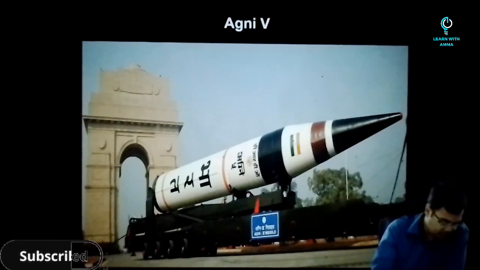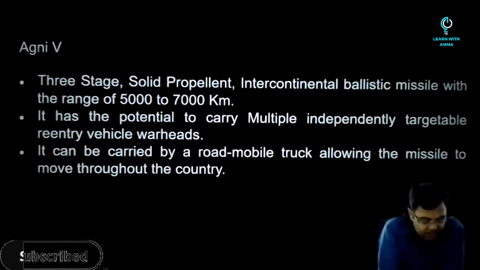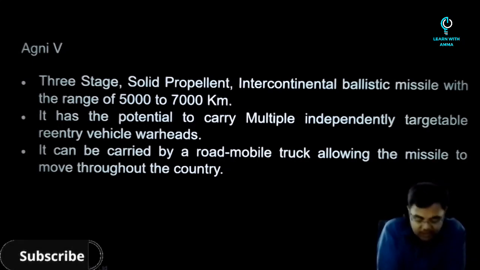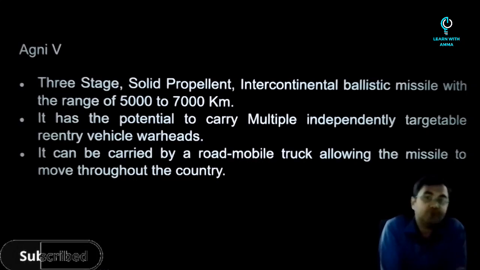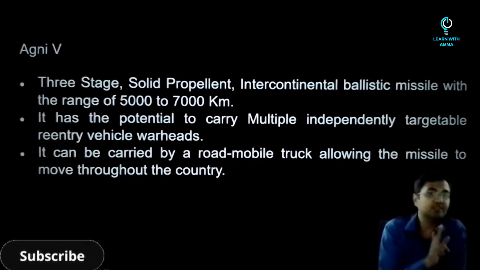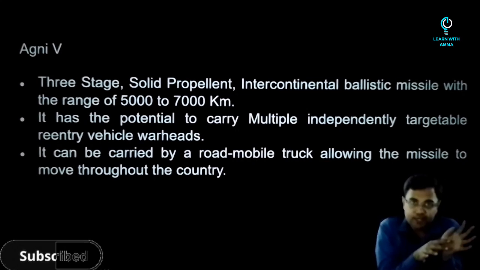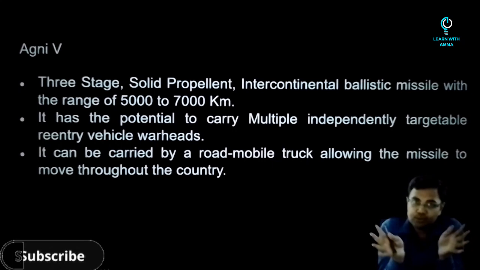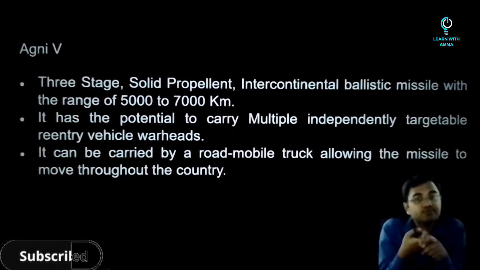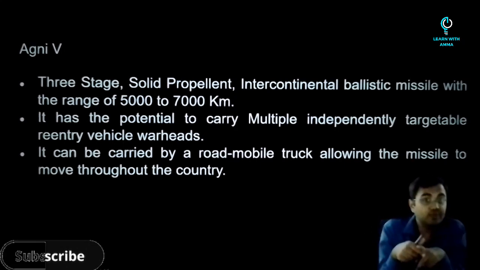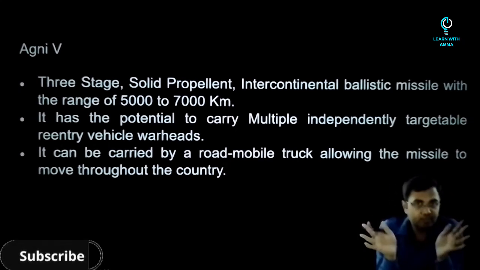With Agni 5, a few things that we know are, first of all, it is going to be three-staged. Then we are using solid propellant. It is an intercontinental ballistic missile, and the range is between 5000 to 7000 kilometers. Now this is one area where we don't know the exact information. If you look at various resources, you will see that somebody is writing it as 5000 to 6000, 5500 to 5800, 5500 to 6500, 5000 to 8000. All these numbers are being used.